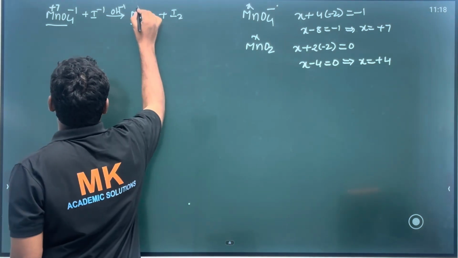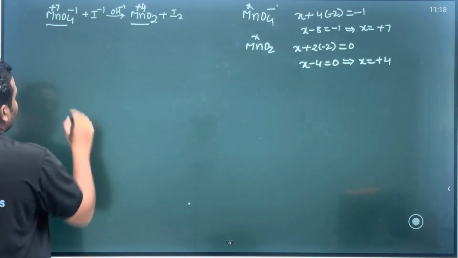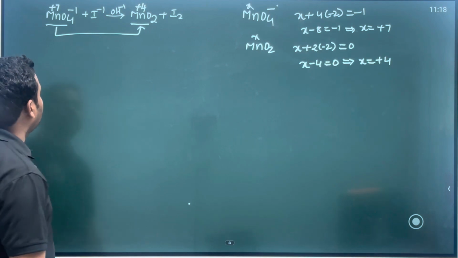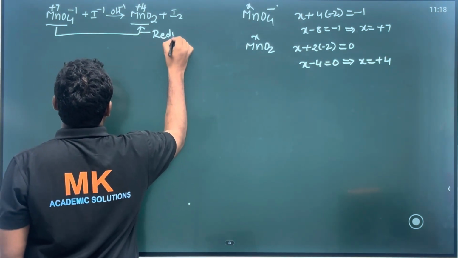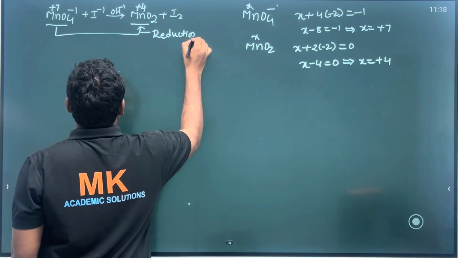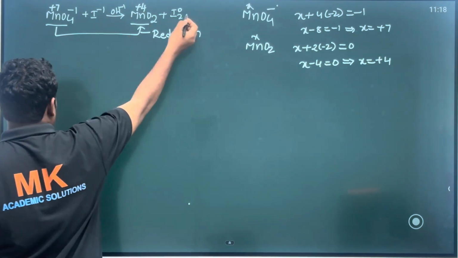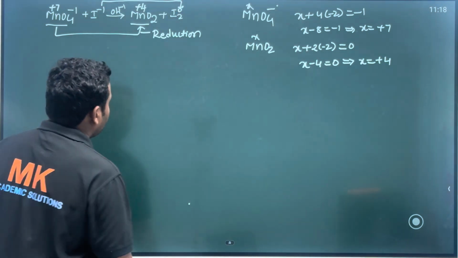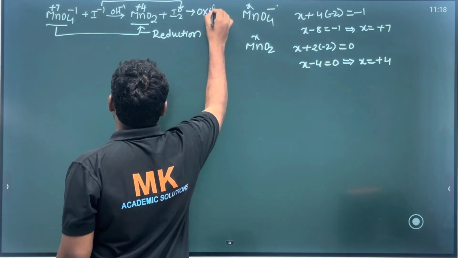So the manganese oxidation number, children, is plus 4. Plus 7 to plus 4 is reduction, a decrease in oxidation number. Next, for iodide, I₂ is 0, because it is a molecule of an element. Minus 1 to 0 is oxidation, an increase in oxidation number.